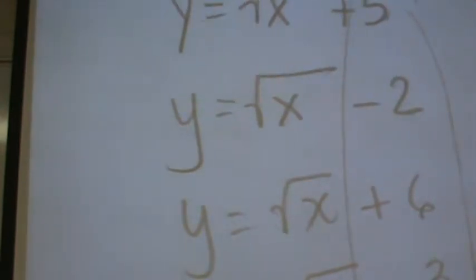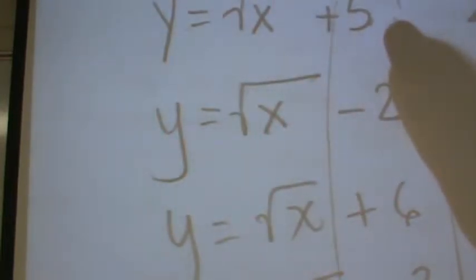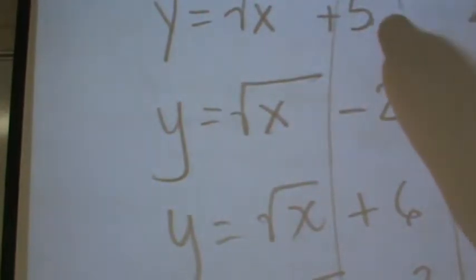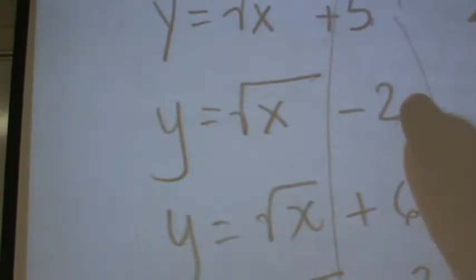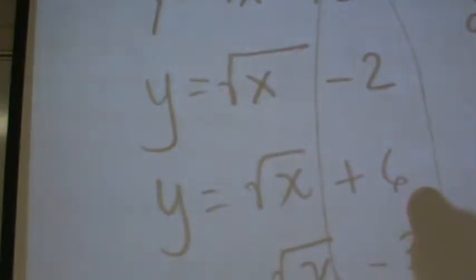So, look at these. What do you think this 5 is going to do? You're going to add 5 to the y values. You're going to subtract 2 from the y values. You're going to add 6 to the y values. You're going to subtract 3 from the y values.